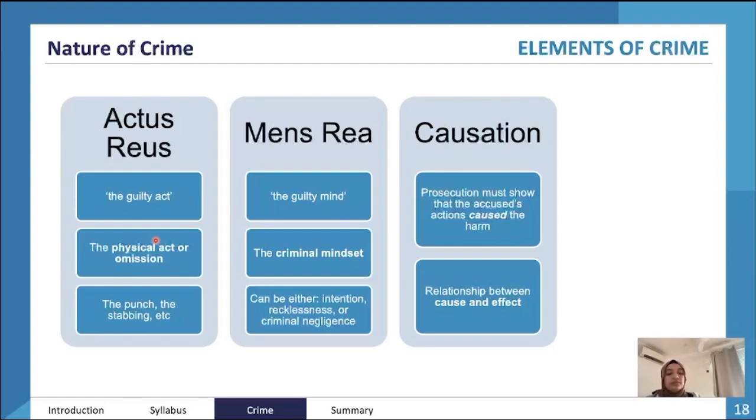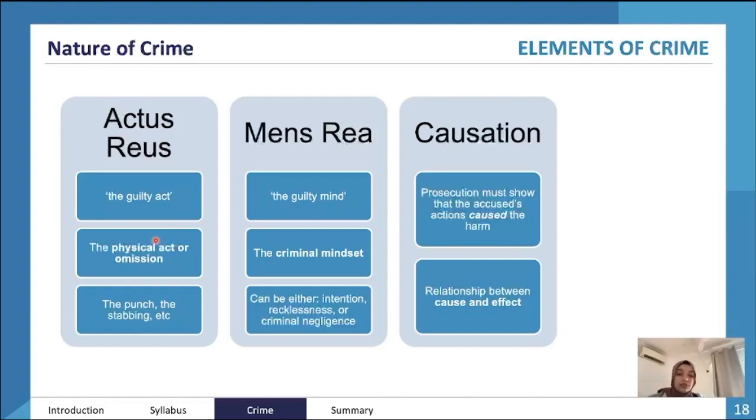So, this is the criminal mindset. This can be intention, it can be recklessness, so just lack of care, basically, or criminal negligence, right? So again, negligence, just you're not really paying attention, don't really care. But again, this is harder to prove because there's no act that you can support that mens rea or guilty mind with. It's just the guilty mind.